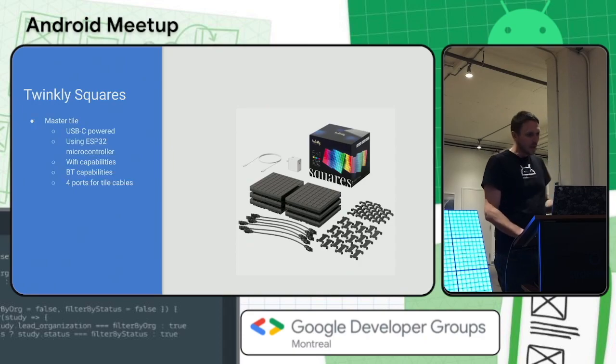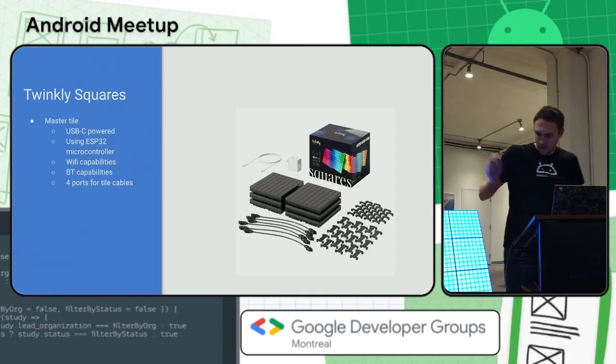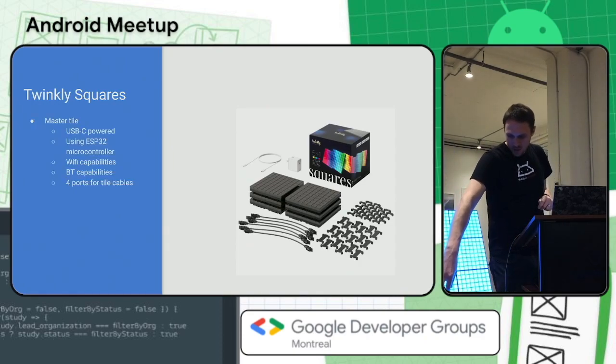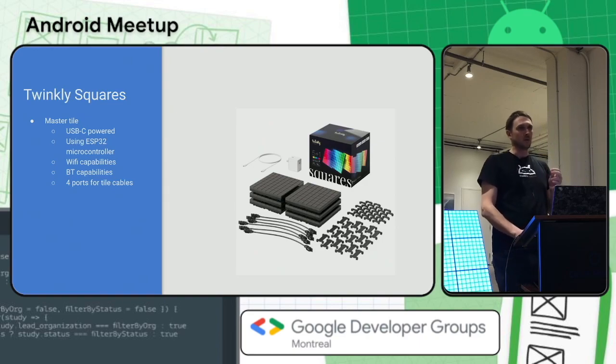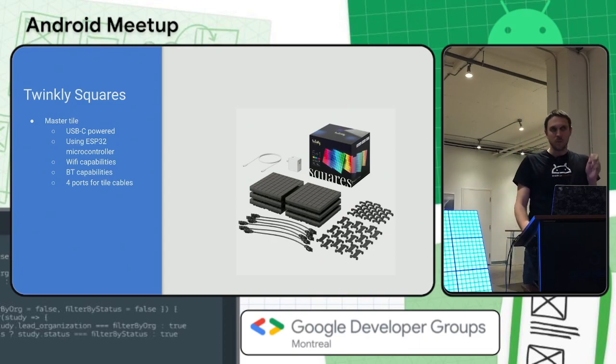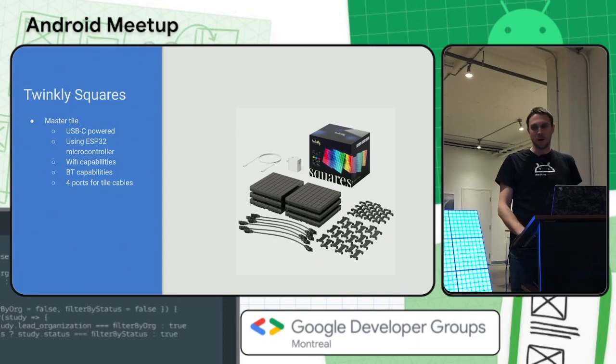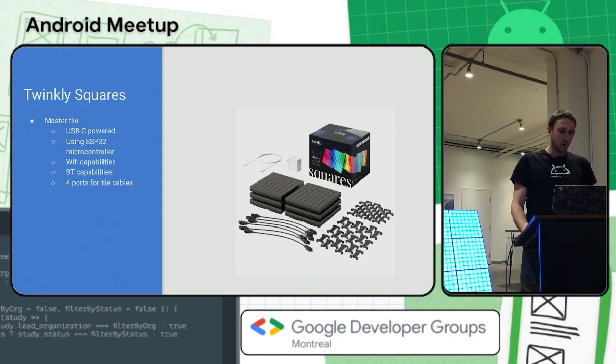So what it is about: you have a master tile, which is here. This tile is controlling the whole unit. It's USB-C powered. Internally, it's using an ESP32 microcontroller. That's a microcontroller that is very popular, where you have Wi-Fi and Bluetooth capabilities. And a lot of people use that for doing their own projects and for connecting lines.